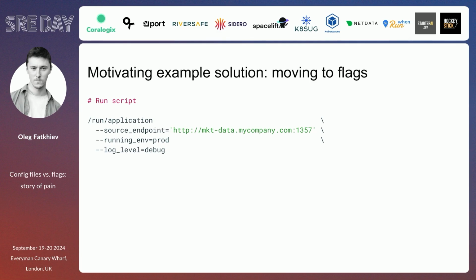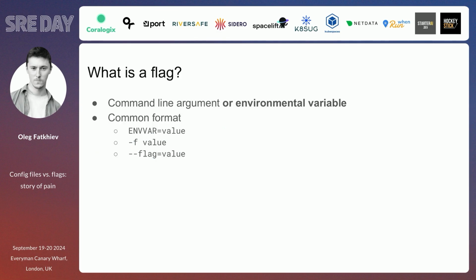So just to better formulate what a flag is, what we're going to talk about: in this case, a flag is going to be a command line argument or an environment variable. It's also a flag because it's basically the same thing. It has a common format, which we all know. It can be a single dash with a single letter, and it can be space or equals. For env-vars, that is the only syntax that really exists.